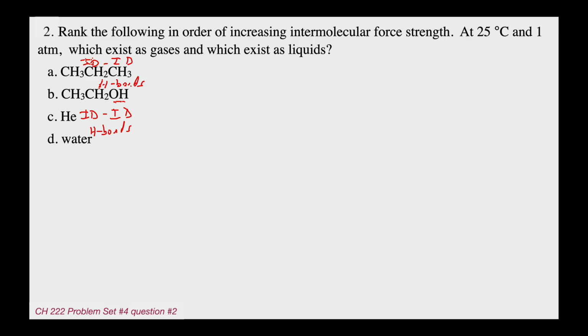So notice here how A and C are both induced dipole, and B and D are both hydrogen bonds. So you've got quite a gap there in strength. Induced dipole, one of the weakest, and hydrogen bonds, one of the strongest. If you had to guess, just off the top of your head, I'd say that A and C were gases, and B and D with stronger intermolecular forces would be liquids. But you can do better than that.